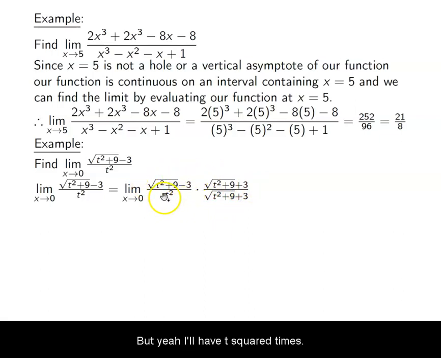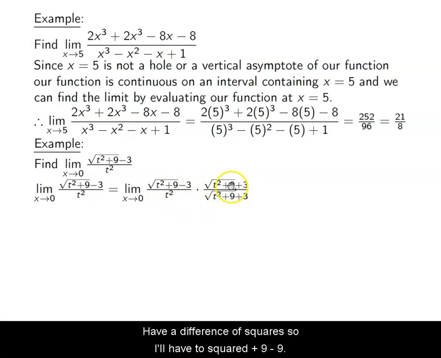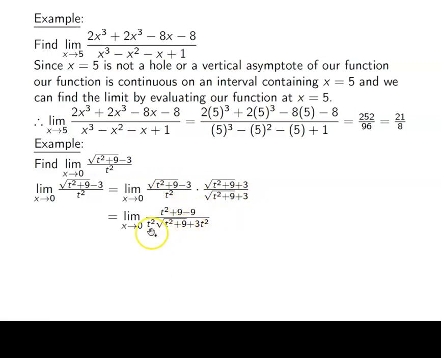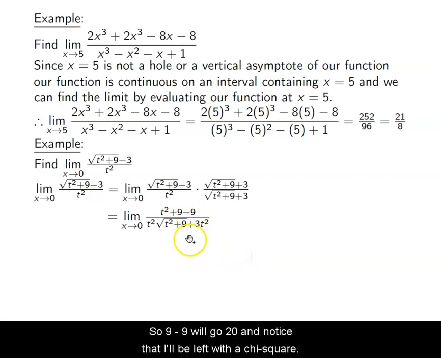Okay, so here I'll have t squared times this whole thing. It'll distribute to both terms. So notice there's two terms, the square root term and the 3 term. And here I will have a difference of squares. So I'll have t squared plus 9 minus 9 on top. Okay, on the bottom, t squared times the square root and t squared times 3. So 9 minus 9 will go to 0.